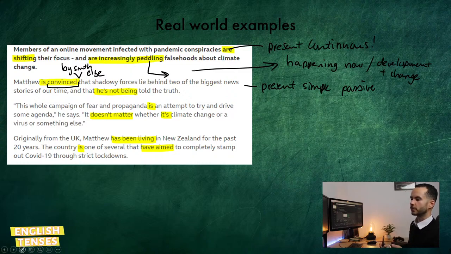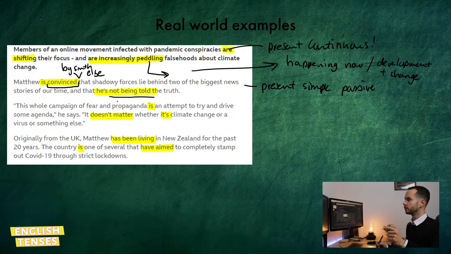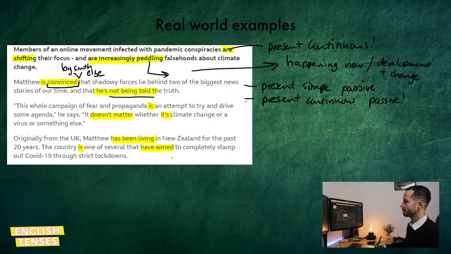Now you might say, hold up. You just said that we cannot use "to tell" or "to be" in progressive forms, because if you've looked up the list of state verbs, you saw that "be" is there as well. That's true, but we're not using "being told" in a present continuous form of "to be," right? We're using "not being told" here in the present continuous passive form of "to tell." So "to tell" is our main verb and our main element we're focusing on. So this is present continuous passive. Right? Well, same here. "This whole agenda is a fear of propaganda is an attempt," present simple.